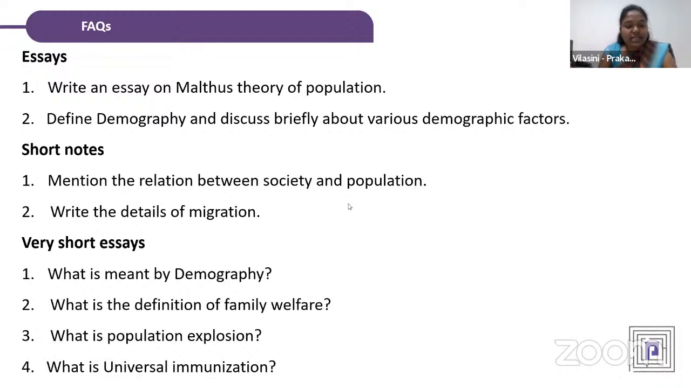Then in very short, they can ask you what is meant by demography. That is the statistical numbering of people present in a particular area. Then we can write about the definition of family welfare. Then what is population explosion? Then what is universal immunization? Universal immunization is where the children are given vaccination to reduce the mortality rate and the morbidity rates of children, mostly below 5 years of age. It was started in the year 1983.